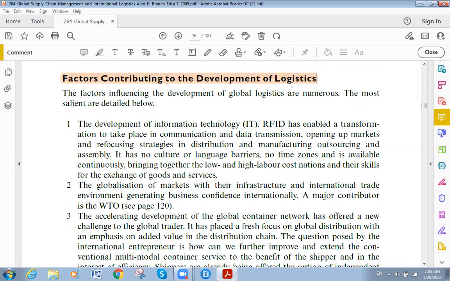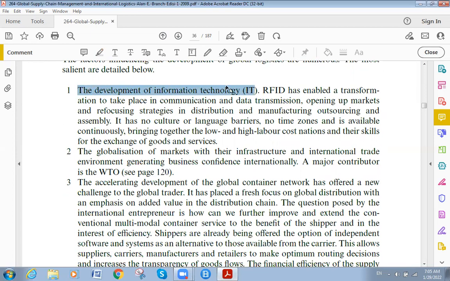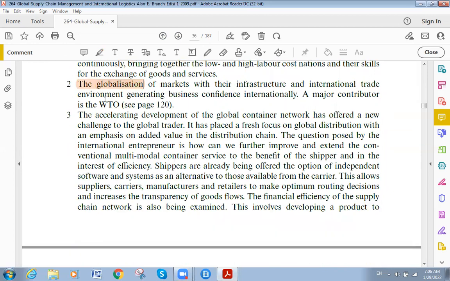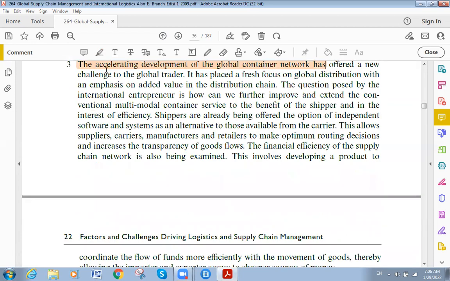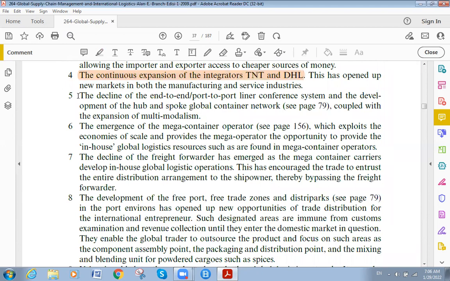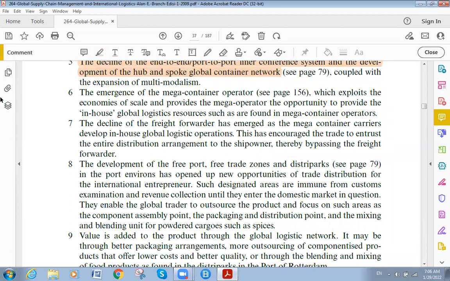Factors contributing to the development of logistics. The first is the development of information technology. The globalization of markets will develop the logistics. The accelerating development of the global container network has also developed the logistics. The continuous expansion of the integrators and DHL also increases the effectiveness of logistics. The decline of the end-to-end port-to-port liner conference systems and the development of hub and spoke global container networks also make it better for the global logistic system.